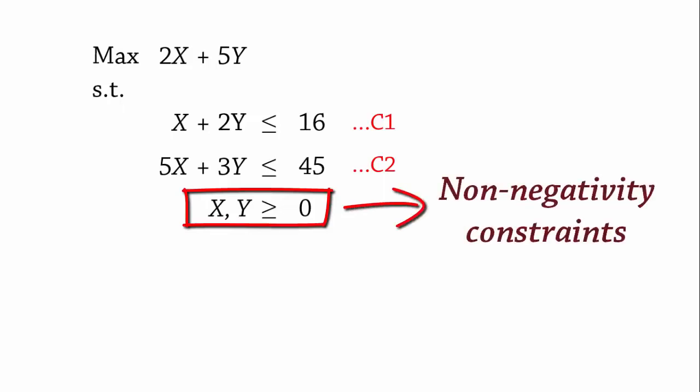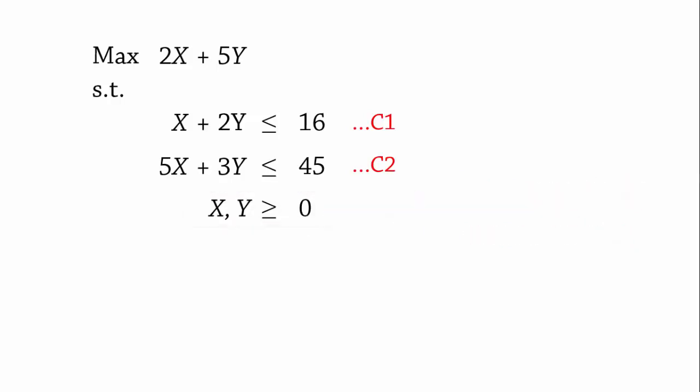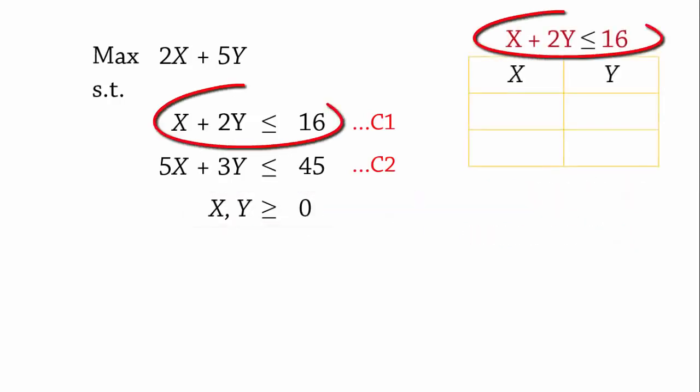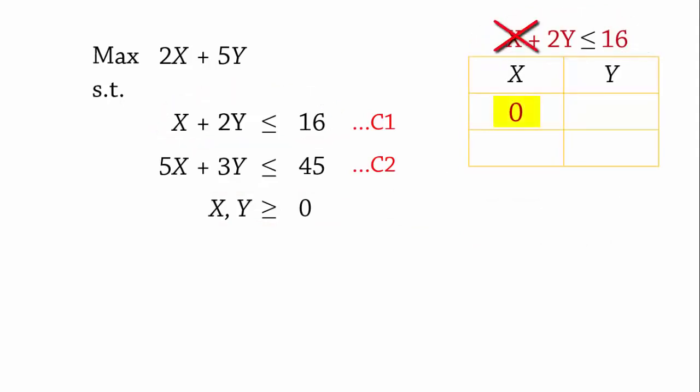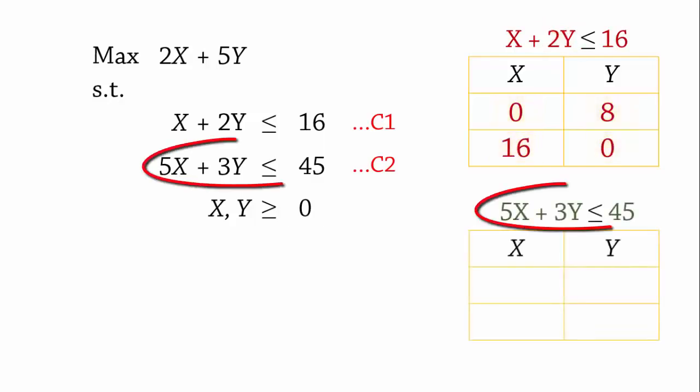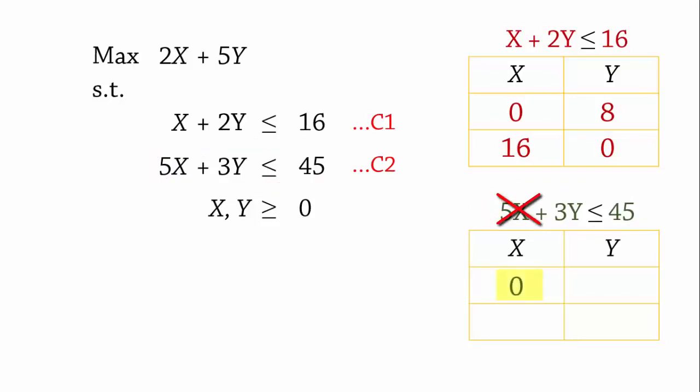To solve the model graphically, we begin by finding points that satisfy the constraint lines. For the first constraint, when x equals 0, y equals 8. And when y equals 0, x equals 16. For the second constraint, when x equals 0, y equals 15, and when y equals 0, x equals 9.